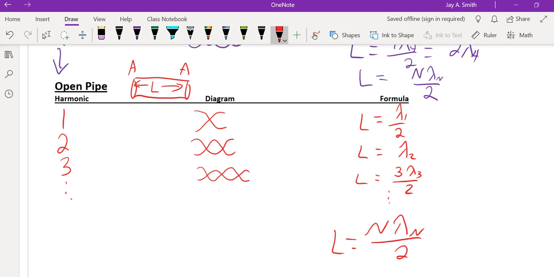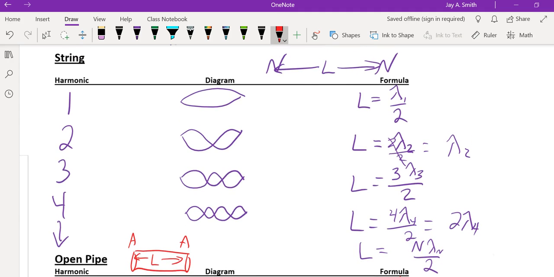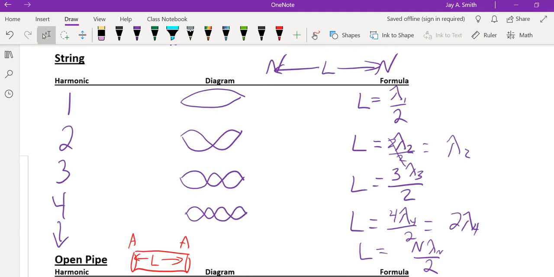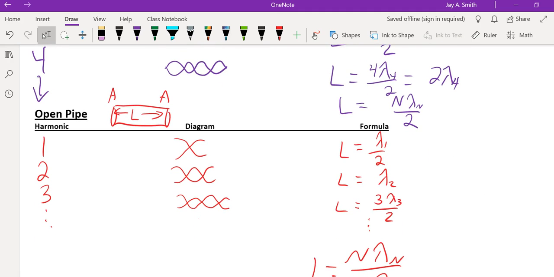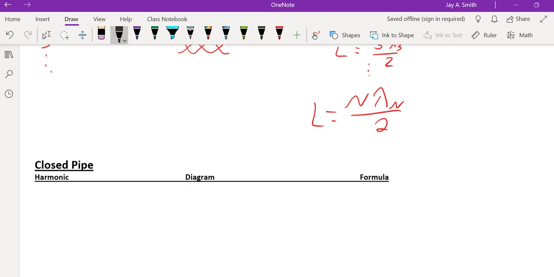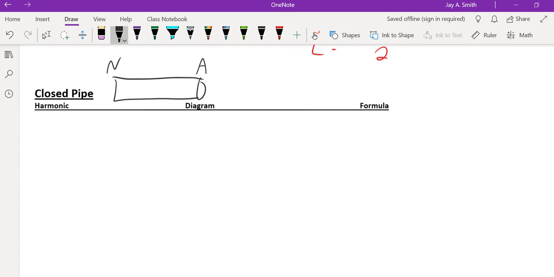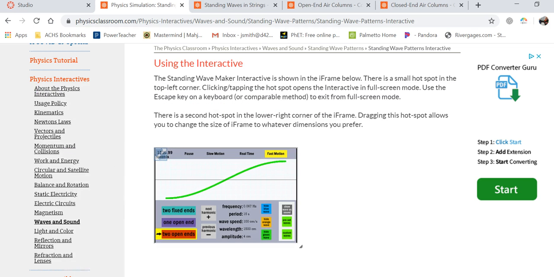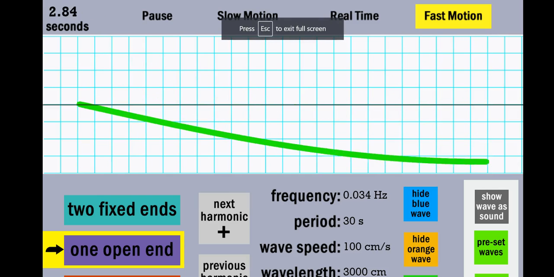Okay? But you'll notice the formulas look identical. The reason they're identical is because we have symmetry. We have nodes on each end, and on the open pipe, antinodes on each end. Well, now it's going to get more complicated because now we're going to look at a closed pipe. And a closed pipe is a pipe that is closed at one end and open at the other. So it's going to have a node at one end and an antinode at the other. So now we have asymmetry, and this asymmetry is going to result in something different, but our analysis is going to be the same. So let's go back to the simulation and let's look at a system like this.